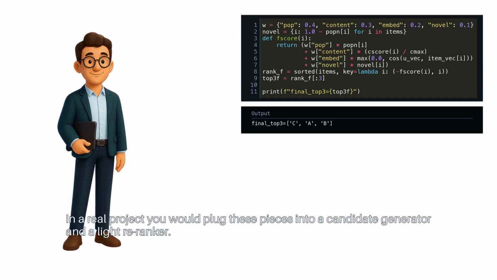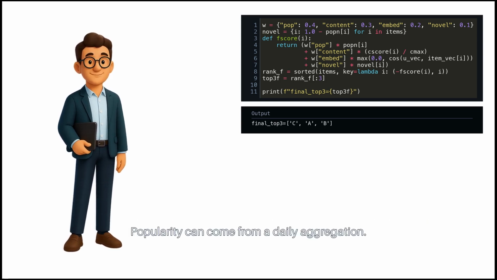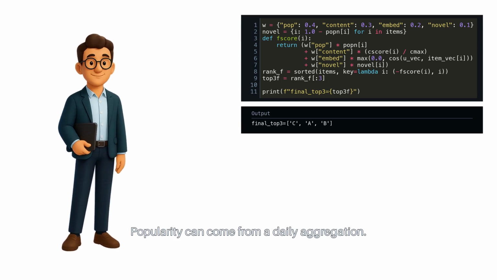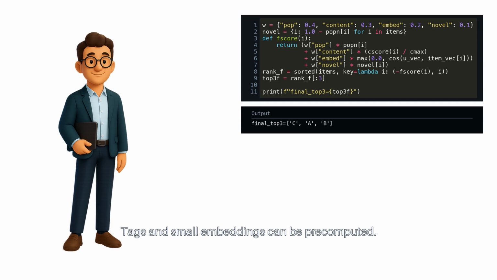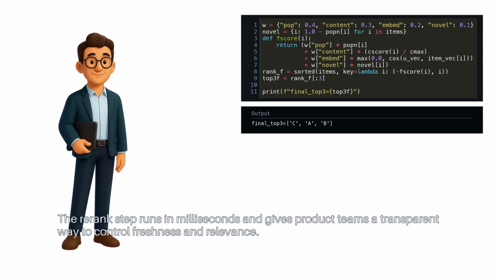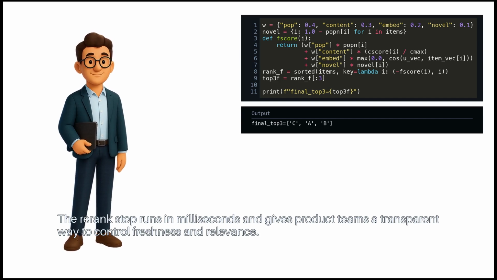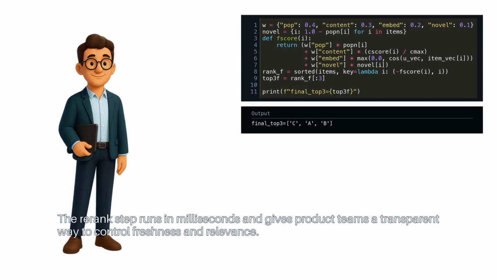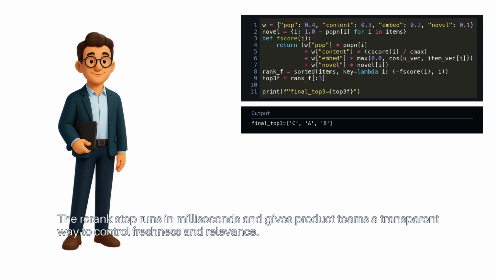In a real project, you would plug these pieces into a candidate generator and a light re-ranker. Popularity can come from a daily aggregation. Tags and small embeddings can be pre-computed. The re-rank step runs in milliseconds and gives product teams a transparent way to control freshness and relevance.